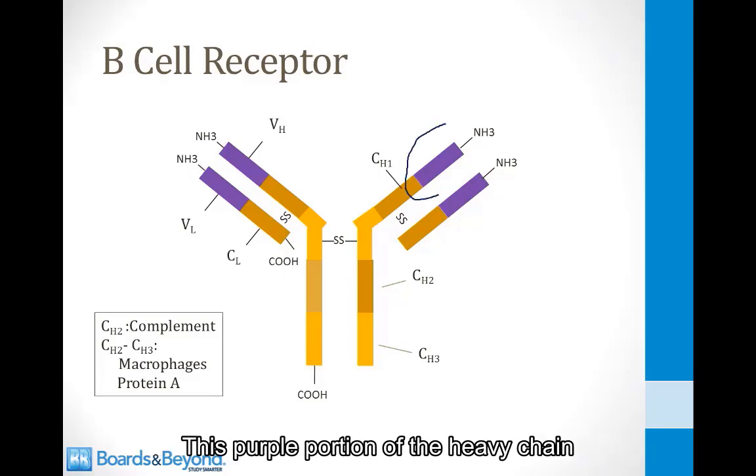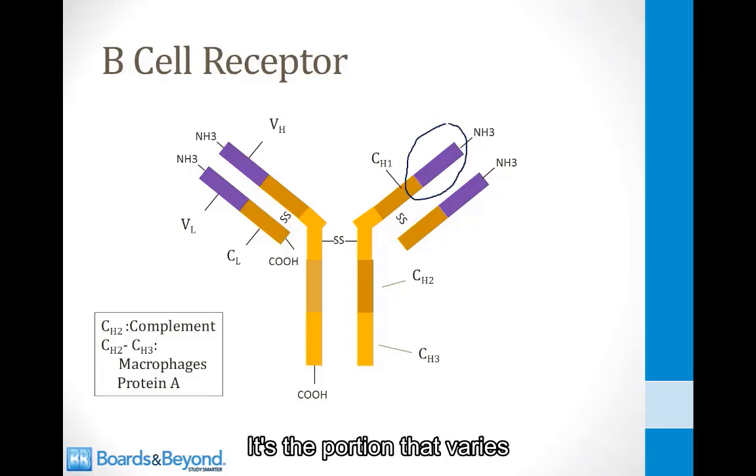This purple portion of the heavy chain is the variable portion. It's the portion that varies from one heavy chain to another, and it's encoded for by 3 genes. One is called a V gene, one is called a D gene, and one is called a J gene.